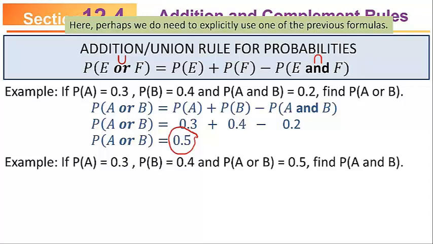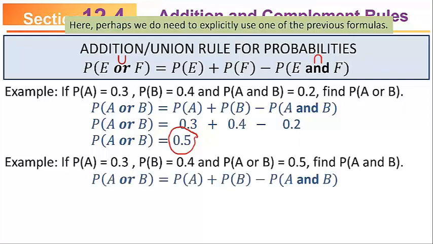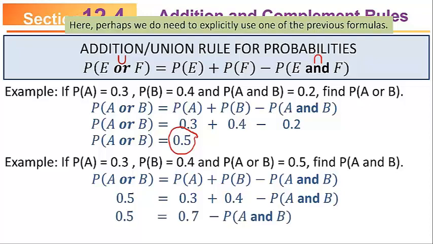Another example where the formula is the most straightforward way to do it. What if the probability of A is 0.3, the probability of B is 0.4, the probability of A or B is 0.5, but this time we're looking for the probability of A and B. So it's the same formula, but you know different things. Here you know the probability of A or B is 0.5, the probability of A is 0.3, the probability of B is 0.4, and you're looking for the probability of A and B. It becomes a small algebra problem, but it's easy enough.